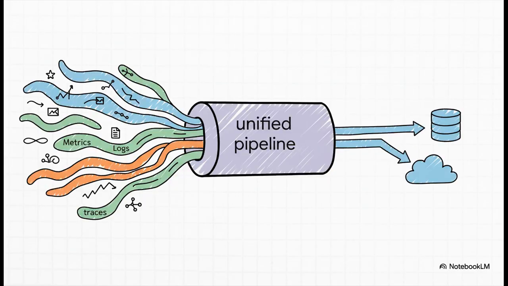What you really want is a central hub. A single unified pipeline that can grab all this data, make sense of it, process it, and then shoot it off exactly where it needs to go. It's like a universal translator and a super smart router for all your observability signals, all rolled into one.